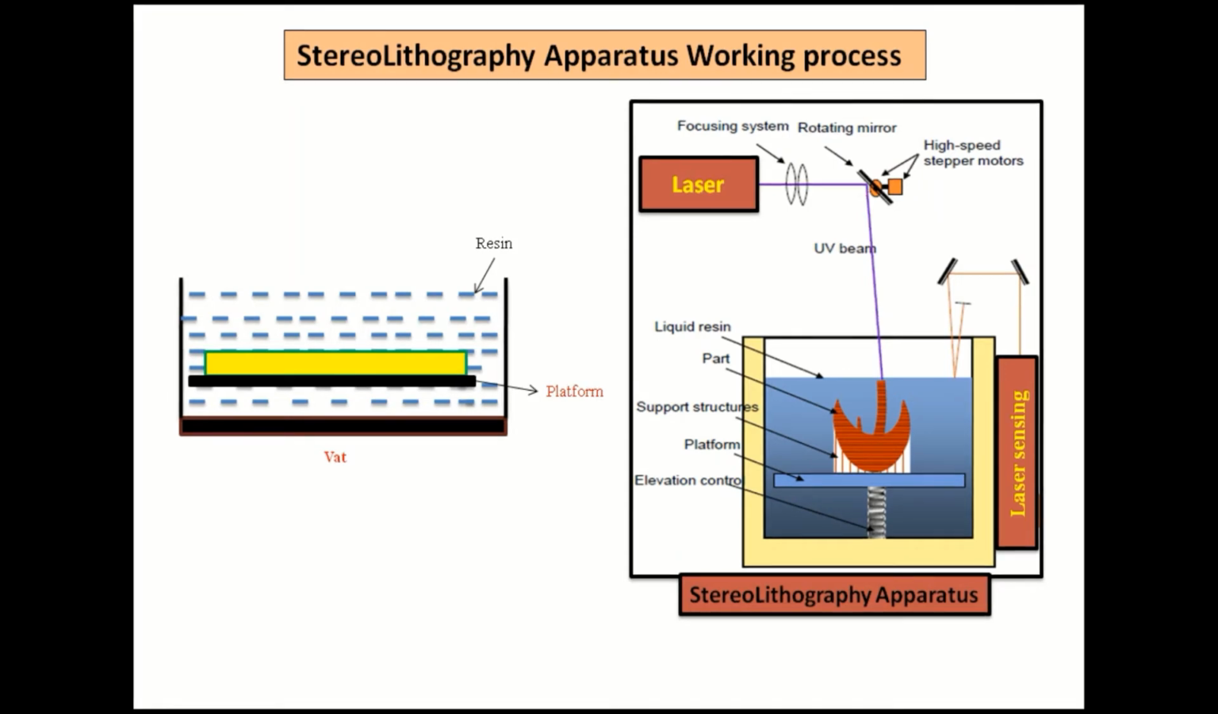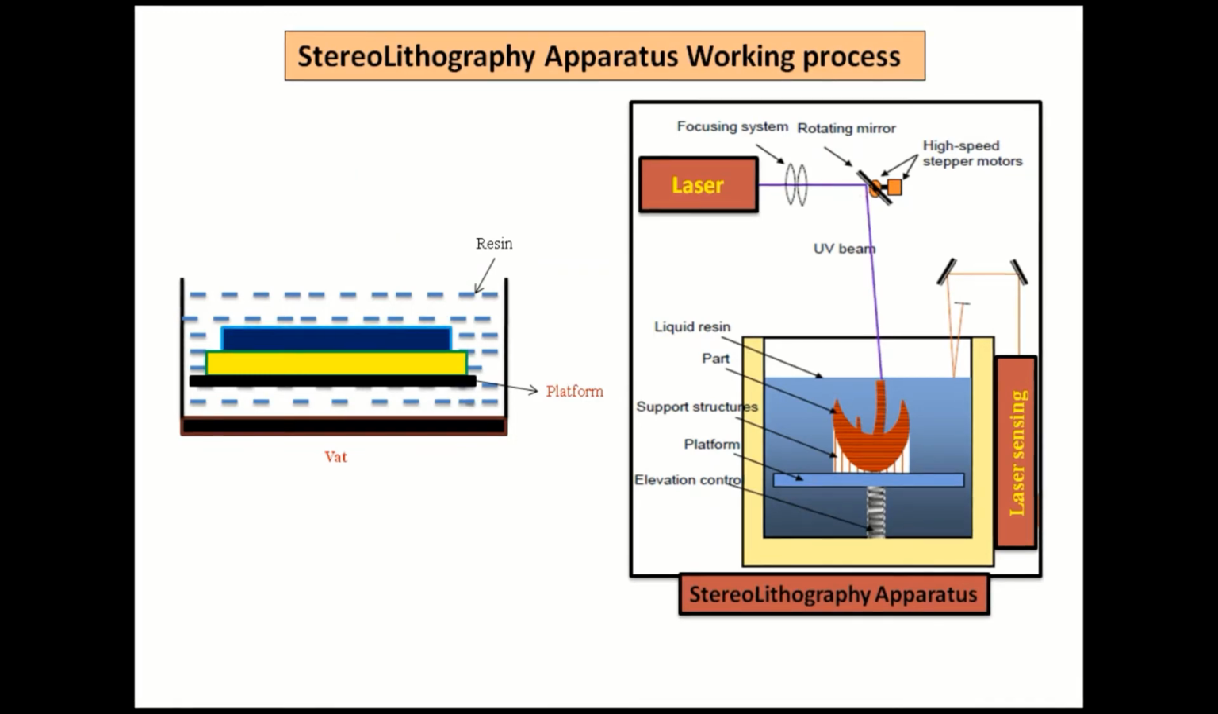Again, here we create a first layer. Again, we continue the same process. Again, we draw a laser pattern on the liquid region, and we get another layer, and another layer. Like this the process continues until the desired part is reached. Like that, we can build parts using this apparatus in a layer by layer manner.